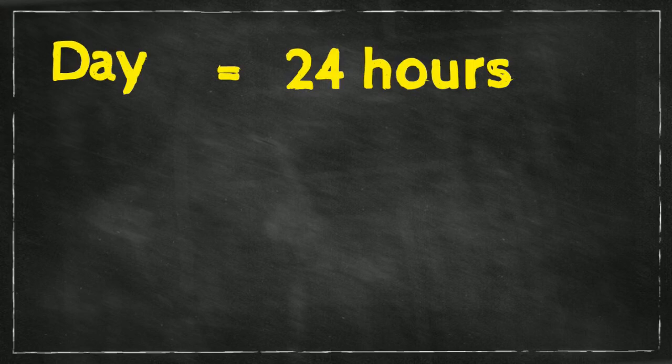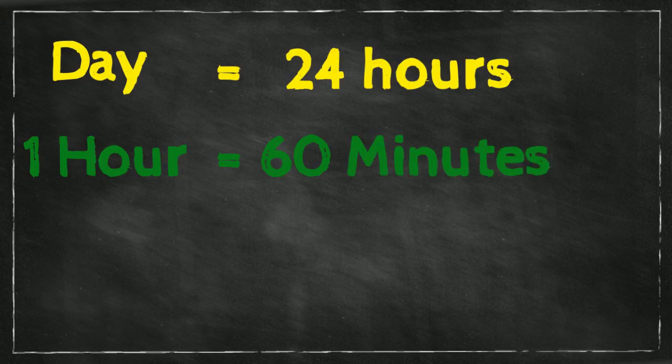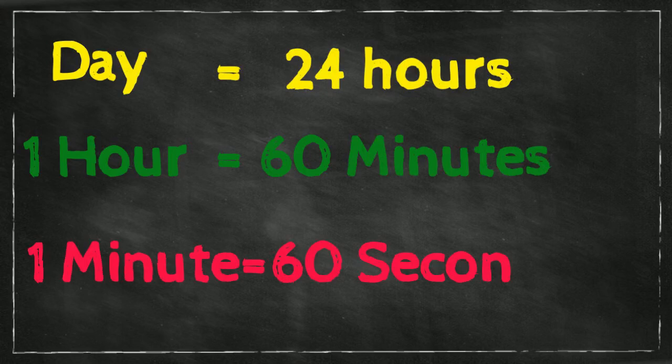So we divide hours into smaller units called minutes. So 1 hour equals 60 minutes, and minutes are divided into smaller units called seconds. 1 minute equals 60 seconds.